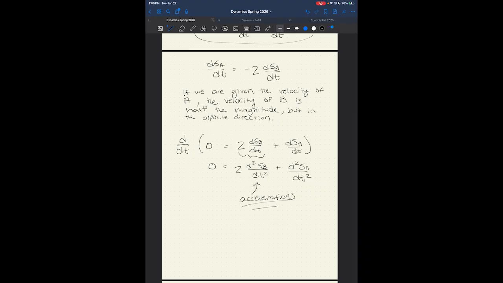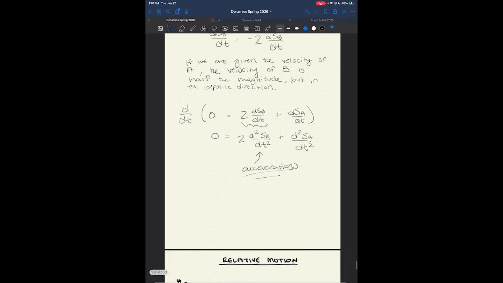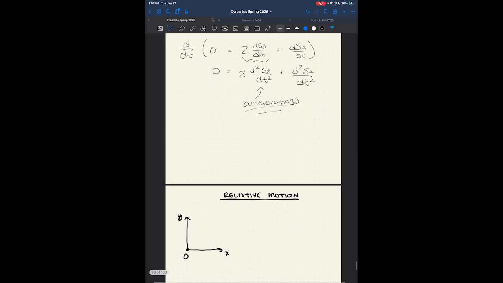Okay, that's all the theory for this section. Before I jump into examples, I'm going to go ahead and talk very briefly about our relative motion equation. All right, so relative motion.